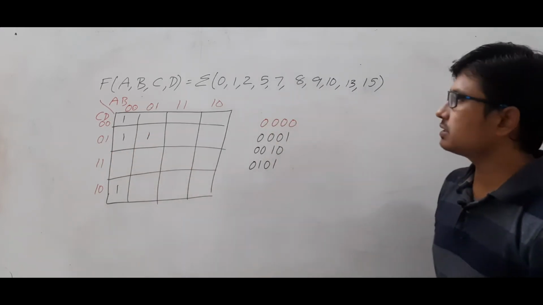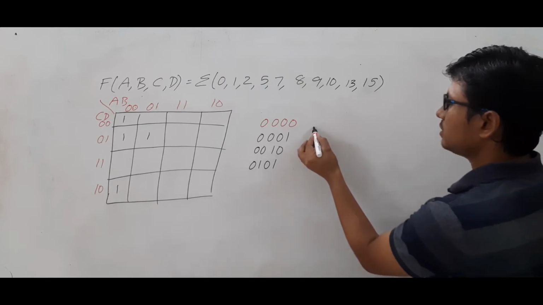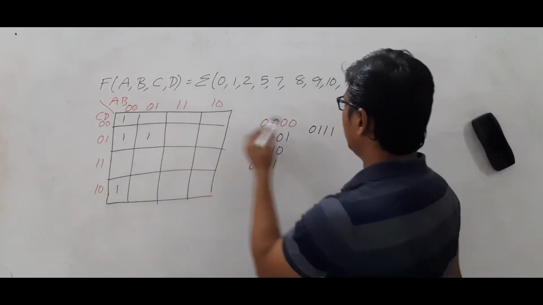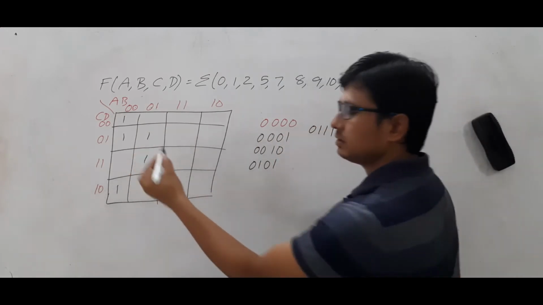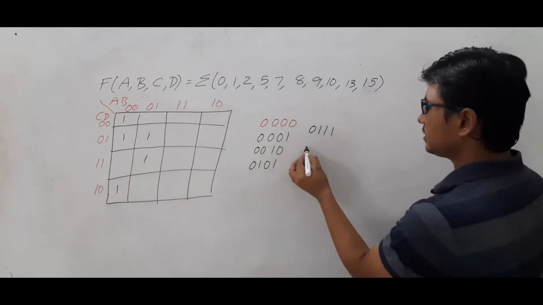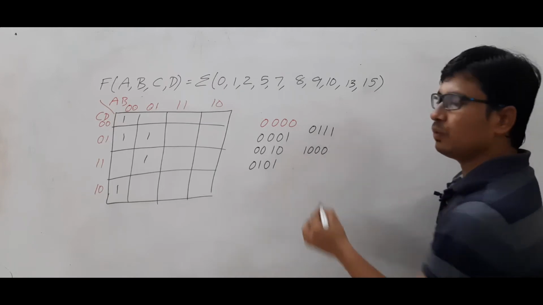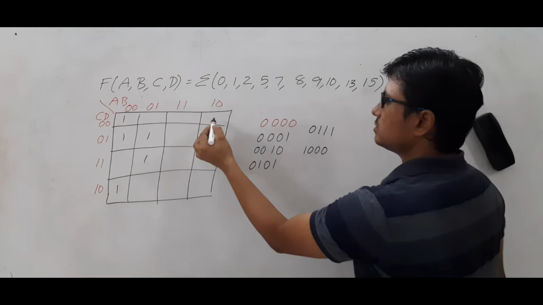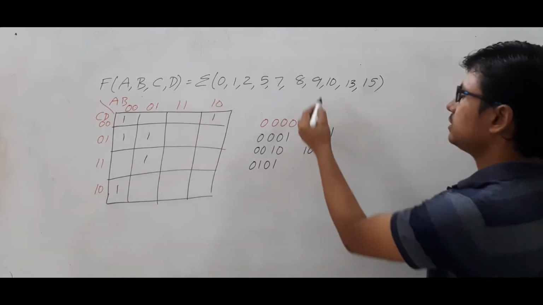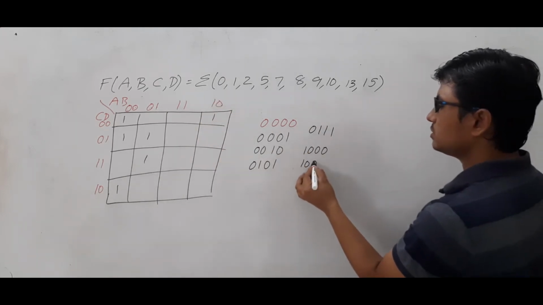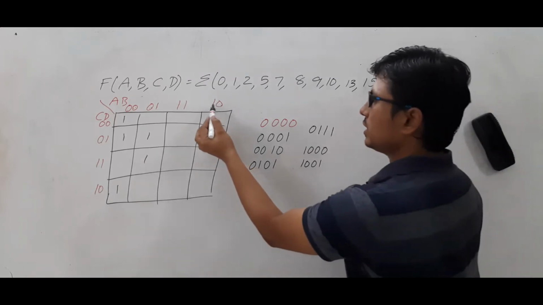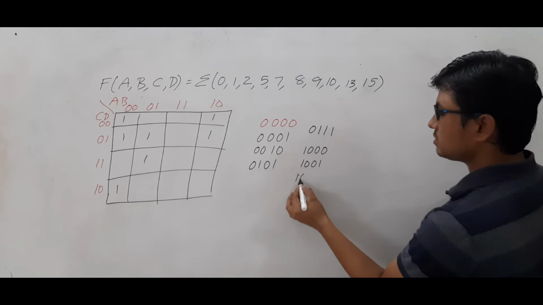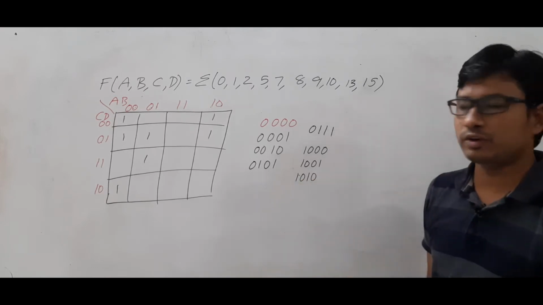Then you have a 7. 7 is what? 0 1 1 1. So 0 1, then 1 1, this is the location. Then 8. 8 can be represented as 1 0 0 0, so this is the location. Then 9, which is 1 0 0 1, so this is the location. Then 10, which is 1 0 1 0. Are you able to follow it or not?